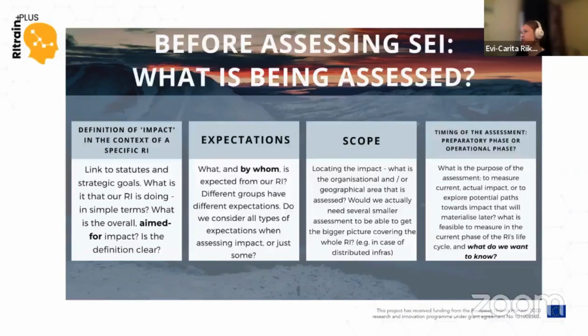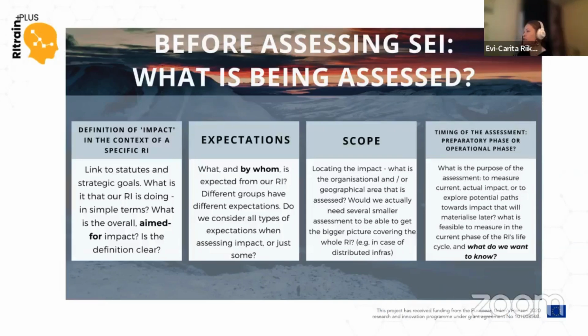And then the expectations. I think this is quite a fundamental part of the planning. What is expected from the RI, and who is expecting it? Because different groups have different expectations. We saw earlier in the survey results that RIs had identified quite different stakeholder groups. So of course, all of those groups would have their own expectations.